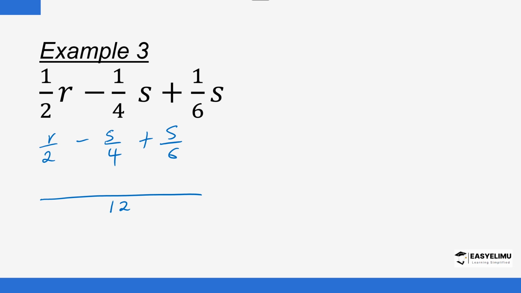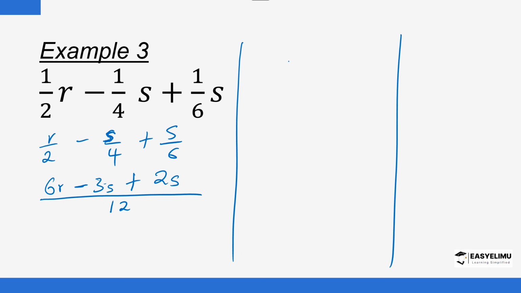12 divided by 2 is 6, 6 by R is 6R. Minus 12 divided by 4 is 3, 3 by S is 3S. Plus 12 divided by 6 is 2, and 2 by S is 2S. So now you can collect the like terms together. What we have now is 6R will remain, but I'll start with the positive ones. I'll start with 2S minus 3S divided by 12.